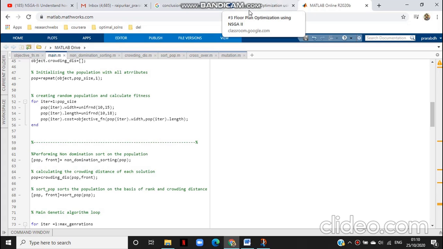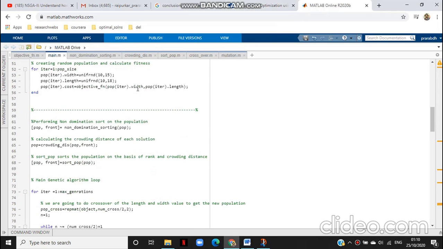The solutions which get rank one will be considered in Pareto front one. They have the best fitness. Solutions of the same rank have the same fitness, and lower rank is preferred over others. That is clear. Then comes the concept of crowding distance.